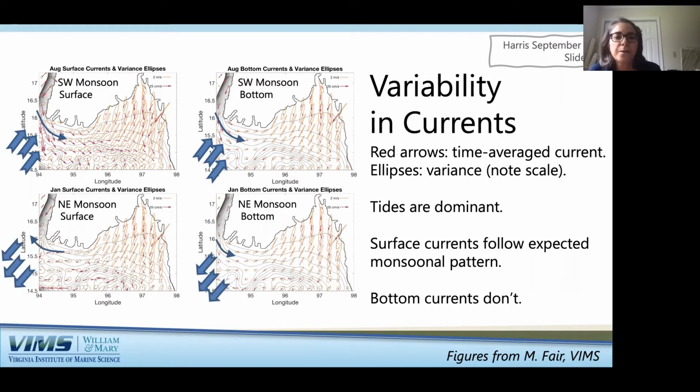Then when Matt ran the model for Northeast conditions, again, the little red arrows would be the time averaged currents, and the ellipses are the variability. So the variability is much bigger compared to the mean currents in the Northeast monsoon compared to how it was in the Southwest monsoon, because the mean currents are much smaller in the Northeast monsoon. But an interesting thing was that during the Northeast monsoon, we do have export of material at the surface, but our bottom currents are still importing material.